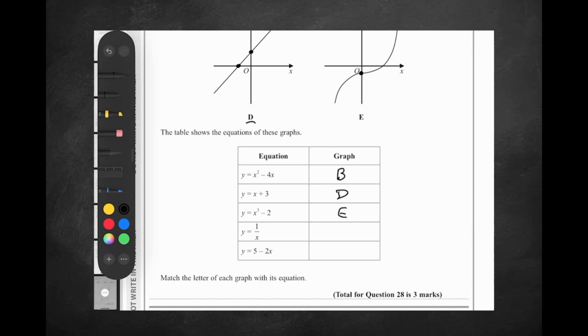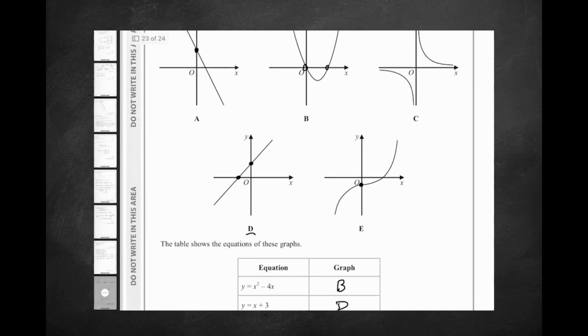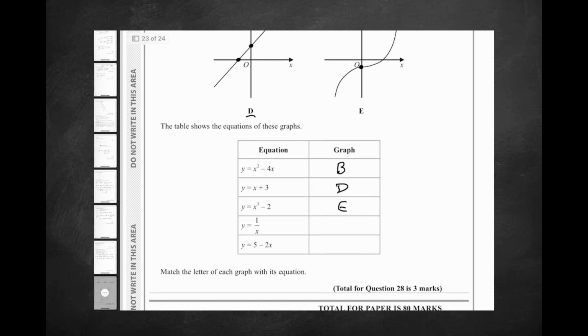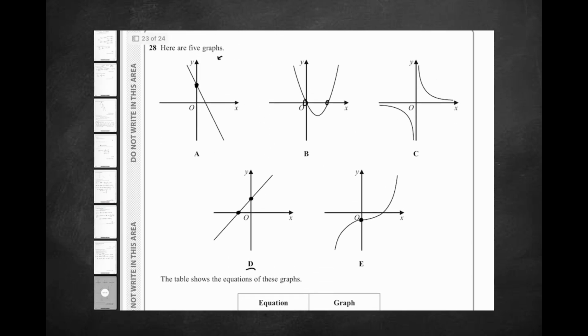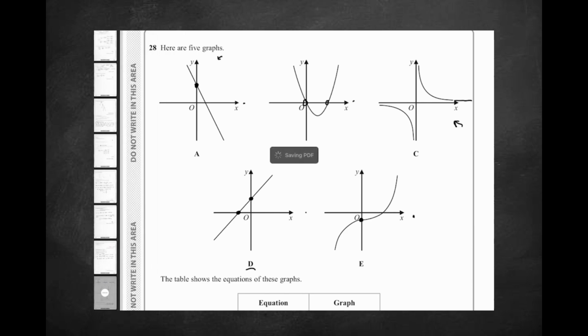Y equals 1 over x. We know, based on what we've just done for all the other ones, this is the only equation where you can't have x as 0, because as soon as you make x 0, y becomes infinite. So we know that it can never touch the x-axis. All the rest of these touch the x-axis, but this one doesn't. It just goes on forever over here. So that one must be C.